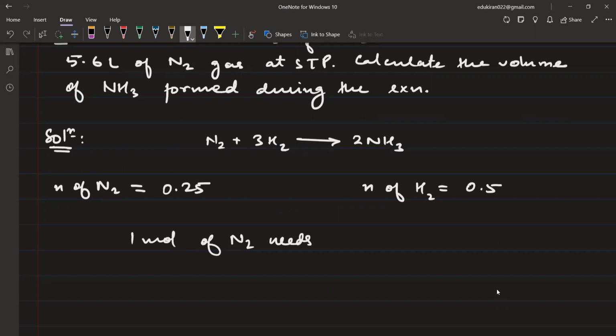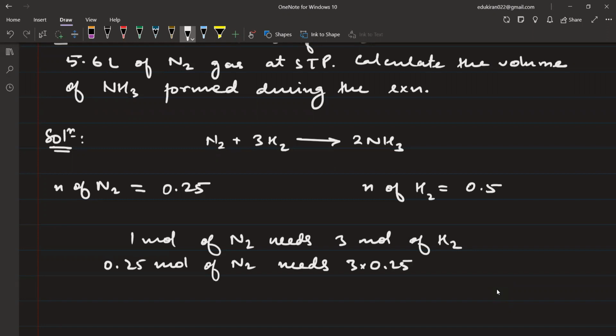needs how many moles of H2? Tell me how many moles of H2? 3. How much do we have N2? We have 0.25. Needs how many moles of H2? This will be equal to 0.75 moles of H2.